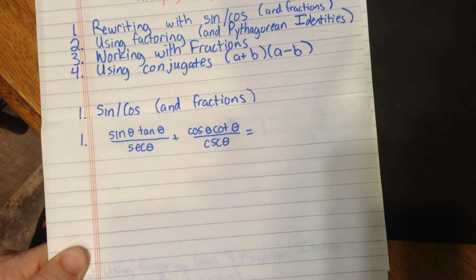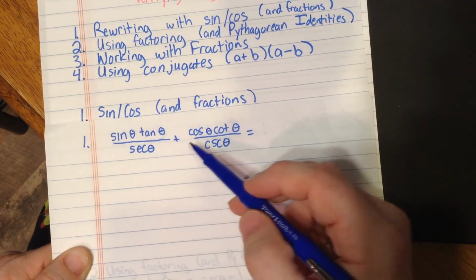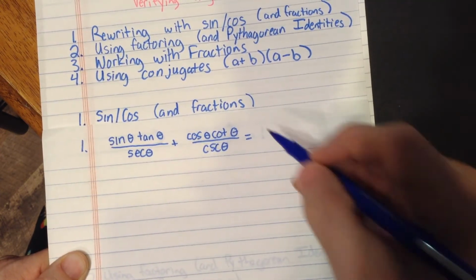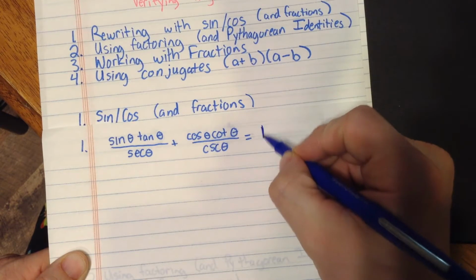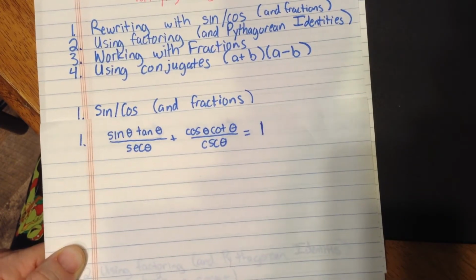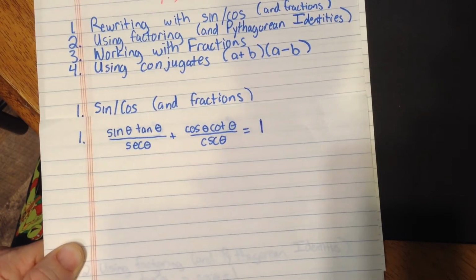So we have sine times tangent over secant plus cosine times cotangent over cosecant, and I forgot to write it in here, but the answer to that is actually going to be 1. And we're going to work through all our rules and simplify that down. And we're going to do step 1, which is rewriting everything in terms of sine and cosine.